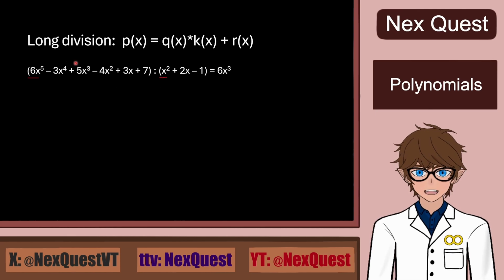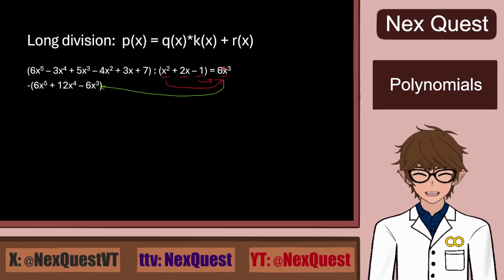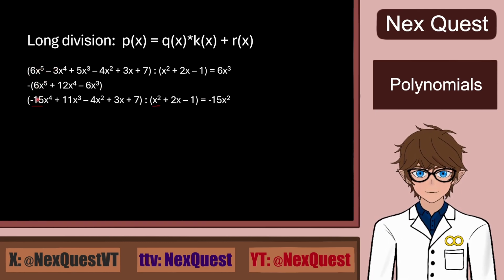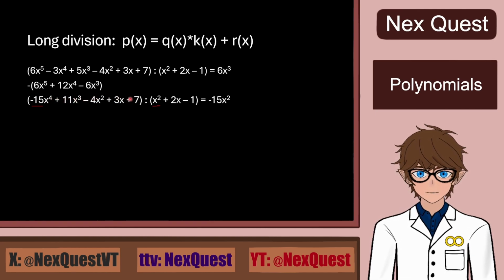Let's write them down as we did both before. Divide the first two terms and write out the solution. Then we multiply the q of x to the solution and subtract it from the polynomial. So we see that the first term will always cancel out. Now we're left with minus 15x to the power of 4 plus 11x to the power of 3 minus 4x squared plus 3x plus 7.